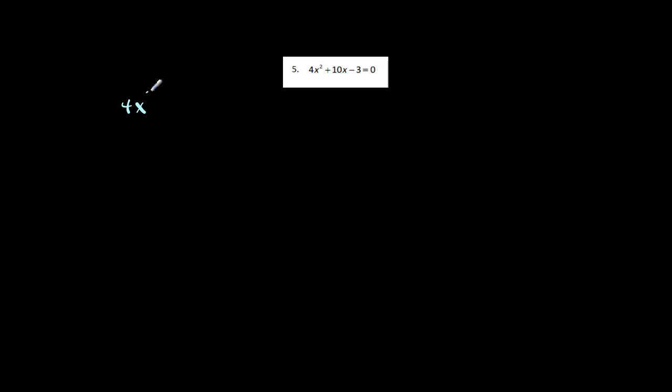Alright, number 5, we're going to do the same thing as the last one. So let's add the constant over. We're going to factor out the lead coefficient on the left. So 10 divided by 4 is 10/4 or 5/2.